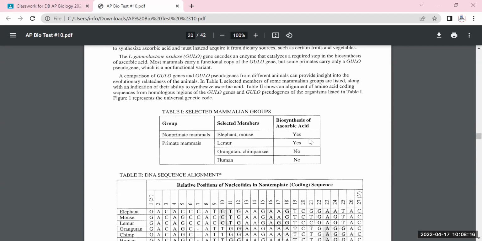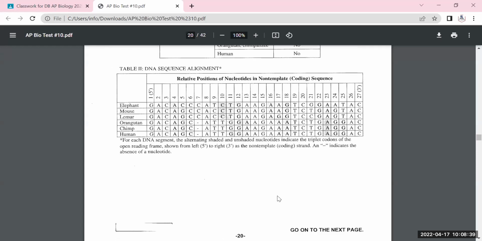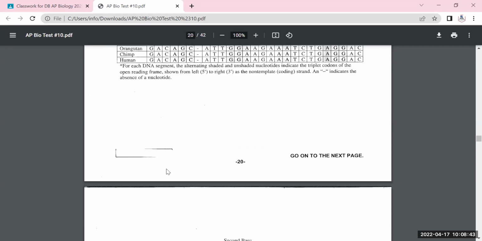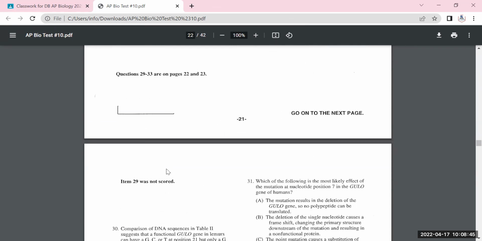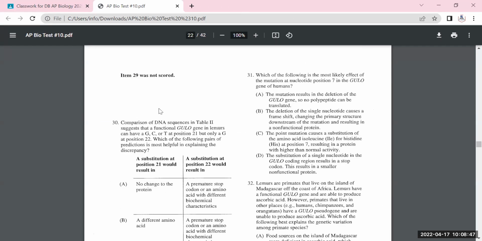So you can see, right, elephant, mouse, lemur, they produce ascorbic acid. Orangutan, chimpanzee, humans, we do not, right? So if you think about it, how do we get vitamin C? We are not able to make it ourselves, so we have to get it from our diet. Right, so this is just the sequence that you see. Okay, 30.